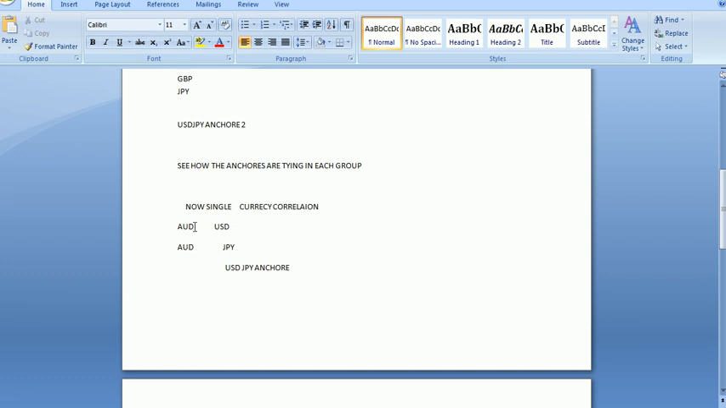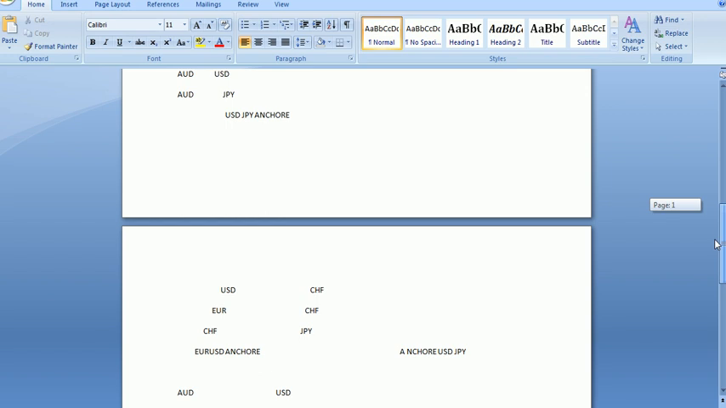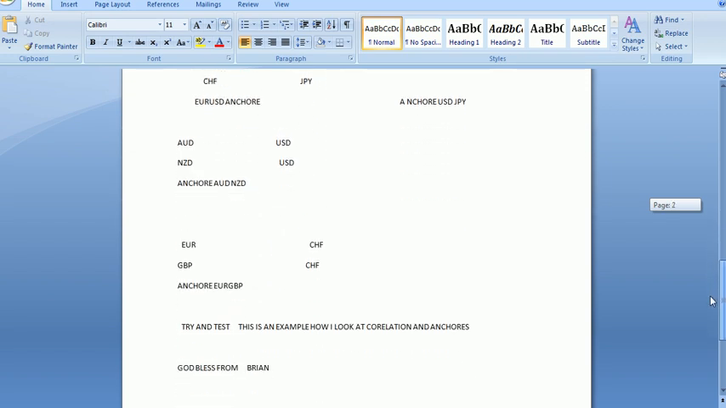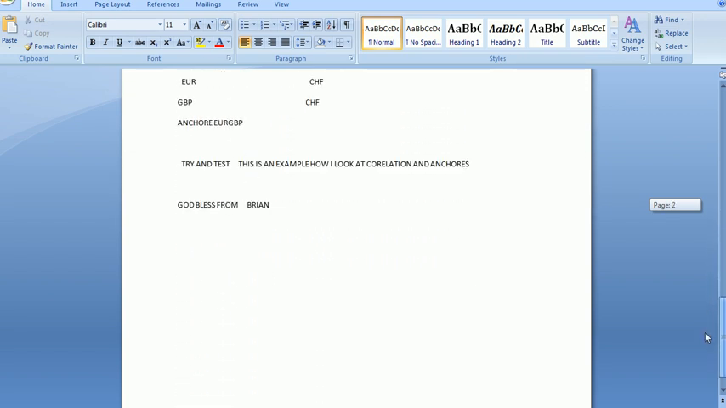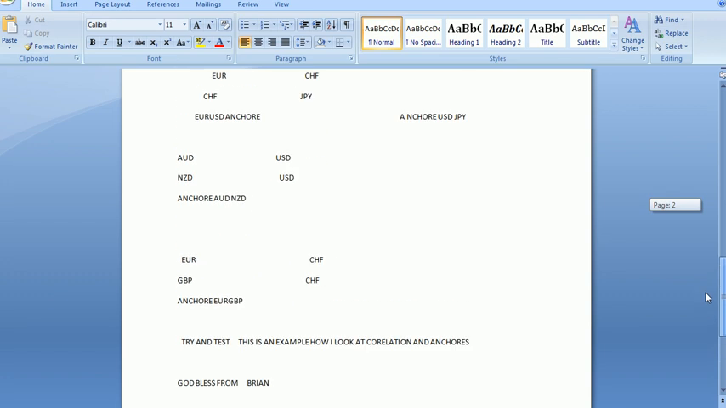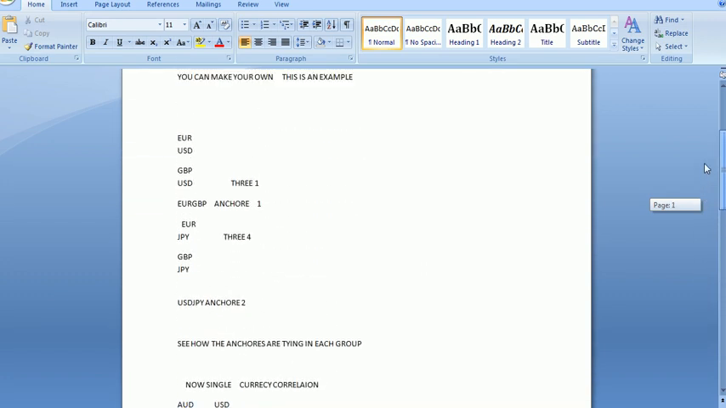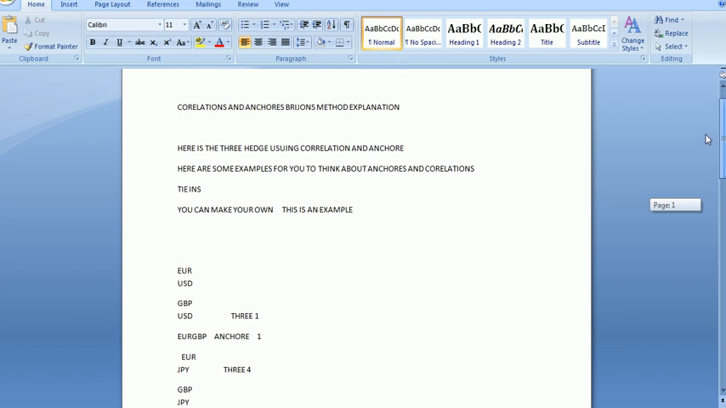Currencies, and here we have the Australian dollar US dollar, and the Australian dollar JPY. The US dollar JPY is the anchor for these two. When the Australian dollar is up, usually the JPY is down, because the US dollar JPY is down. So these are just some brief ones that I had included. You can try them and test them yourself. I downloaded the paper on Forex Factory, Brian Johnson's advanced method.